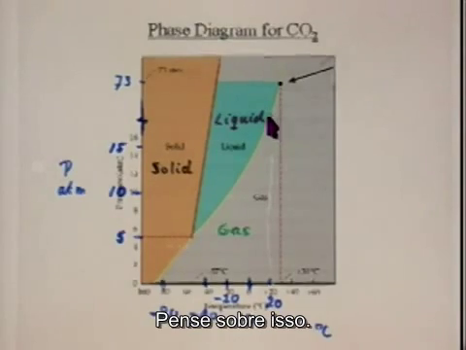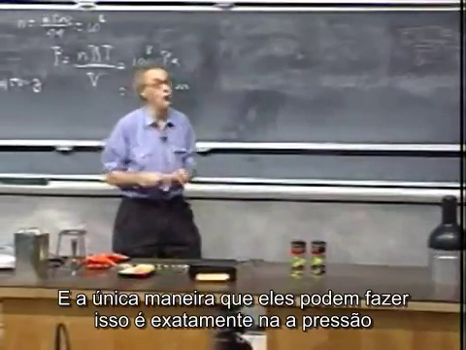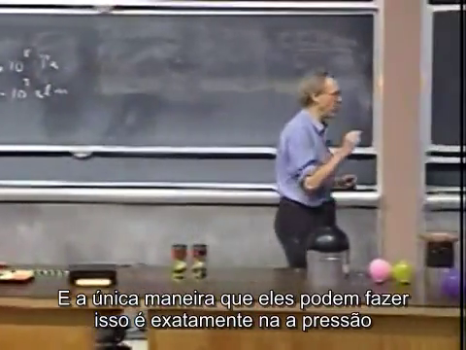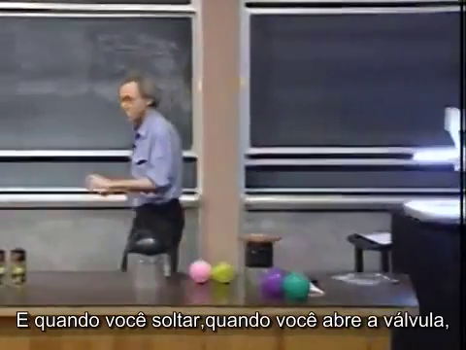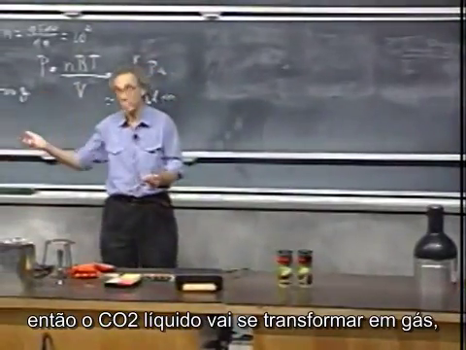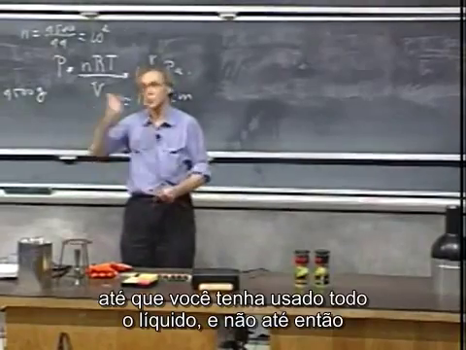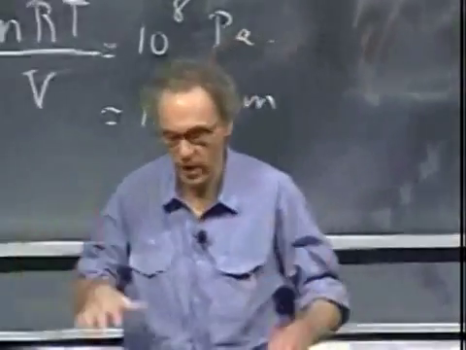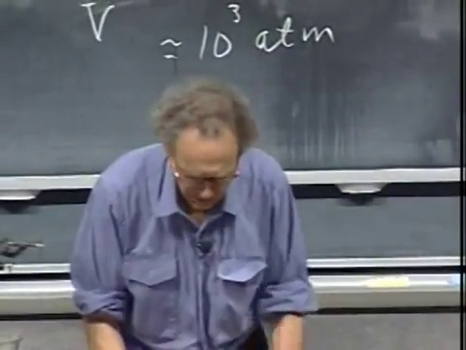Think about that. Because gas and liquid at that line exist in coexistence. And the only way they can do that is exactly at that pressure if the temperature is 20 degrees. And when you open the valve, the liquid CO2 will turn into gas, but the pressure will always remain 60 atmospheres until you have used up all the liquid. And not until then will the pressure come below 60 atmospheres.